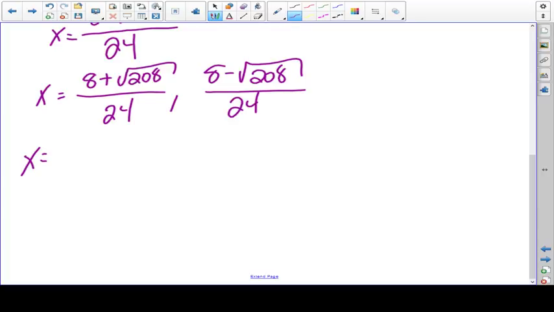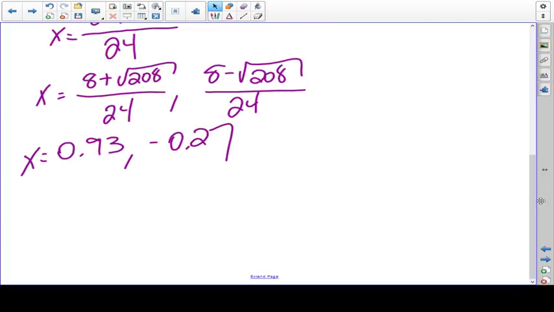So when I do that, I get 0.93 if I'm writing it to two decimal places. And negative 0.27. So those are our two answers that represent the value of x, okay, using the quadratic formula.